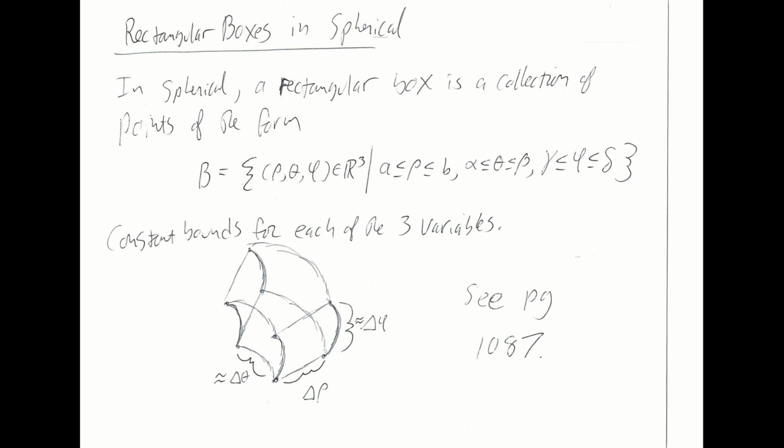So in spherical, a rectangular box is going to be a collection of points of this form. We're going to take all the rho, theta, phi values such that rho is bounded between constants a and b, theta is bounded between constants alpha and beta, and phi is bounded between constants gamma and delta. These are the lowercase Greek letters gamma and delta. If you don't want to mess with Greek letters, you can use c and d and e and f here, that's fine. So, as always, rectangular boxes just represent a region where each of the variables involved has constant bounds.